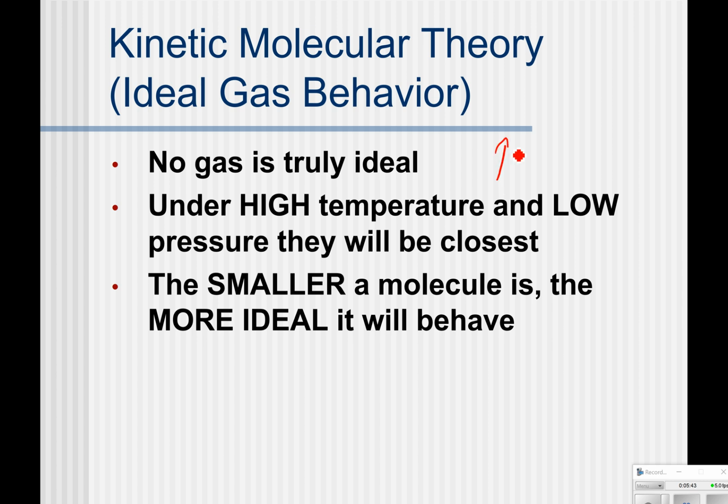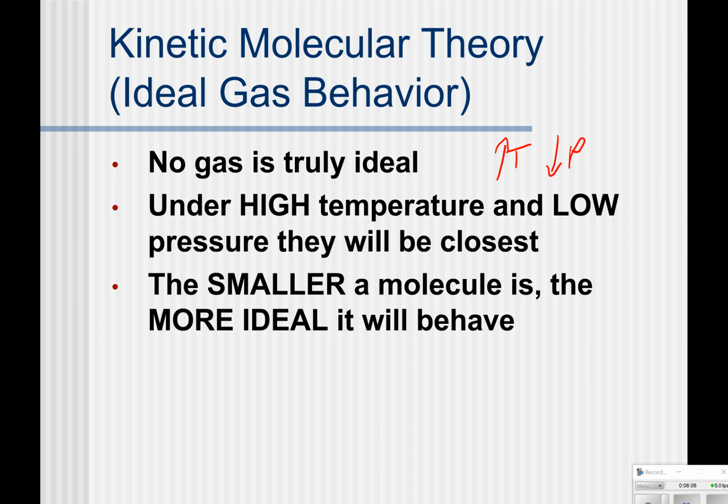So we have high temperature and a low pressure. If we have these conditions, whatever gas is inside will behave most ideally. And if we reverse those to low temperature and high pressure, then they would be least ideal.